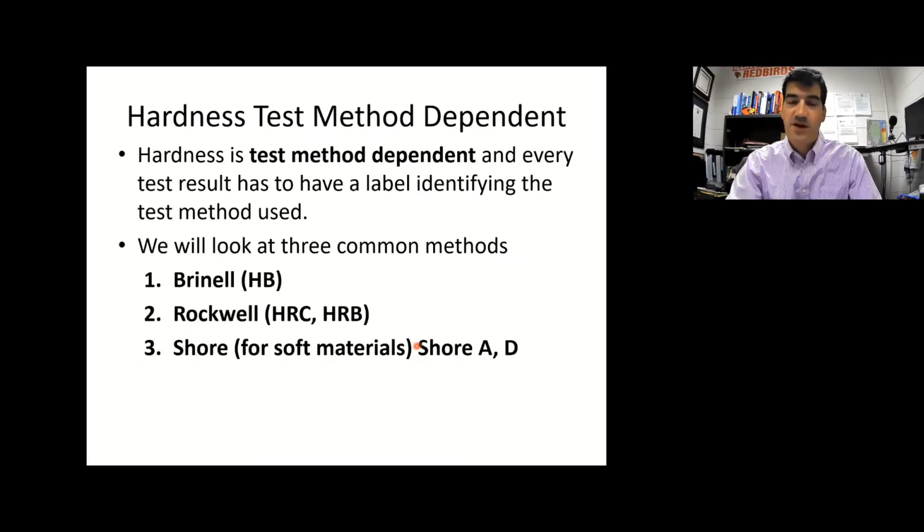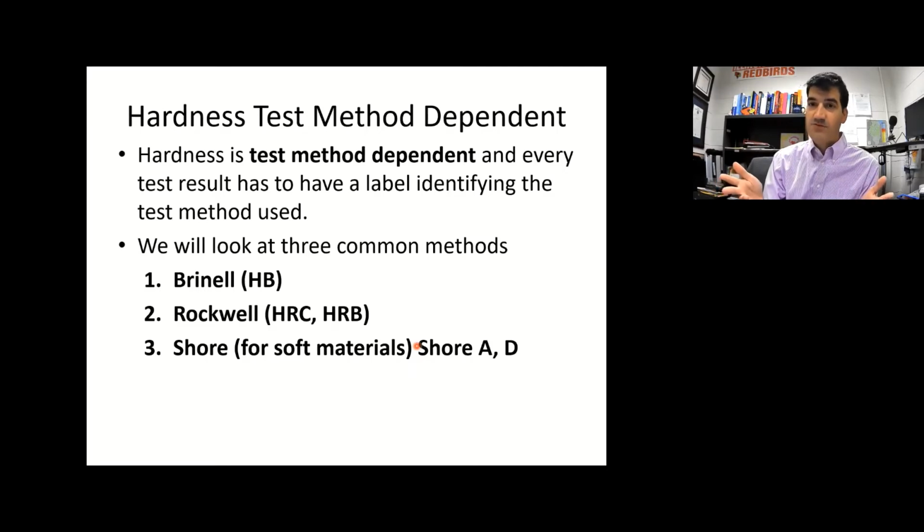All right, so the hardness is test method dependent. What that means is if you use the Shore A test, you're going to get a different number than if you use the Shore D test. And you're going to get a different number yet if you use the Rockwell R test or the Brinell test. So each test is going to give you a different number.